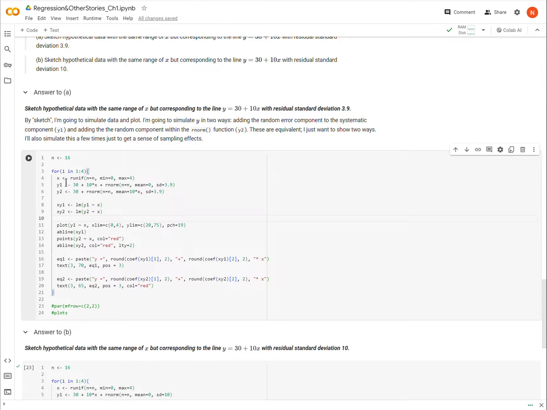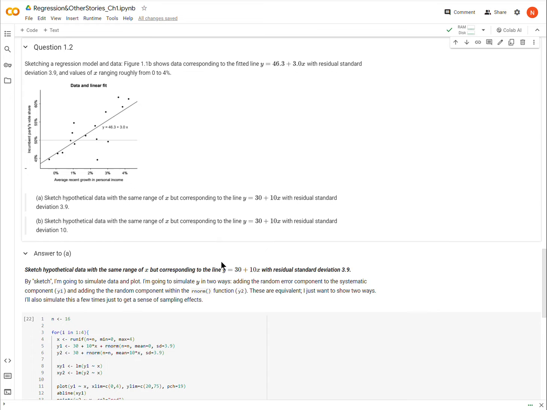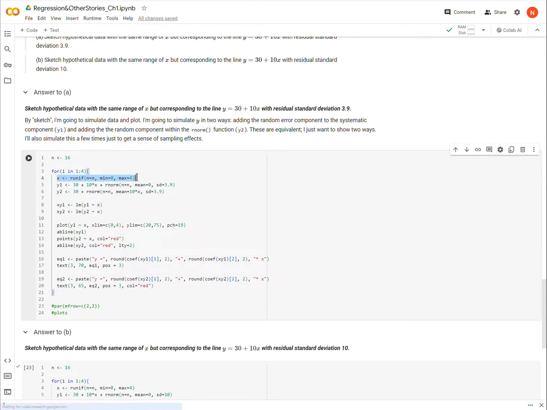Okay, so first I need to simulate data. I have x, and I'm randomly simulating 16 data points because that's what we have in the graph that was given to us. I'm simulating data from 0 to 4, since we're supposed to go over the same range as in the previous graph. So that's what I've done here, I've simulated x values. And then we want y values that have an intercept of 30 and a slope of 10, and a standard deviation of 3.9.